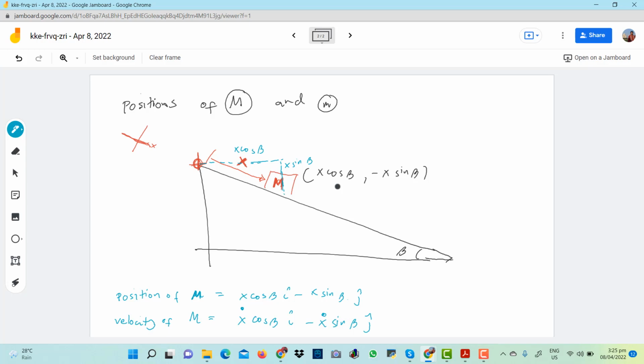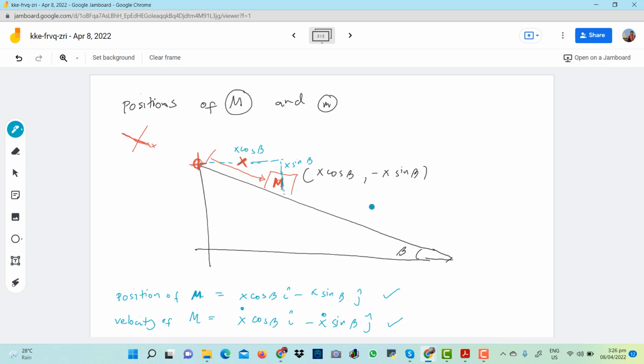The problem with the M is that it's negative, because your origin is at the top. So y is negative, and x is positive. Then x cosine beta, and then x sine of beta. So this will be my position, and this will be my velocity of our big mass M.